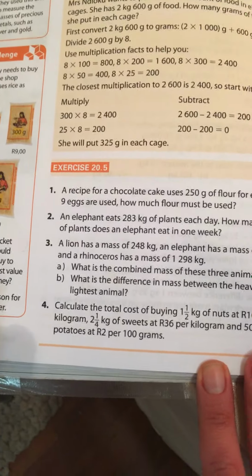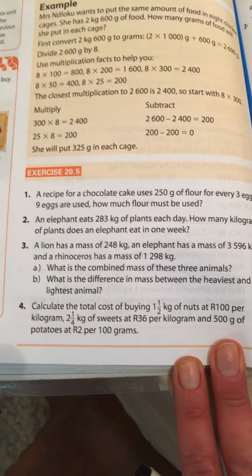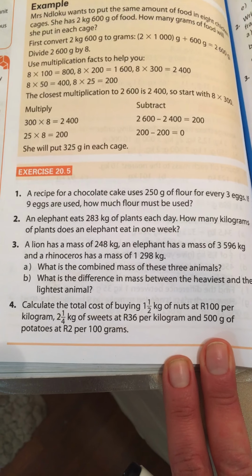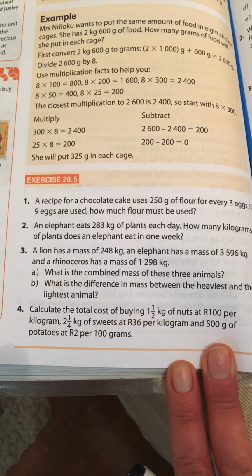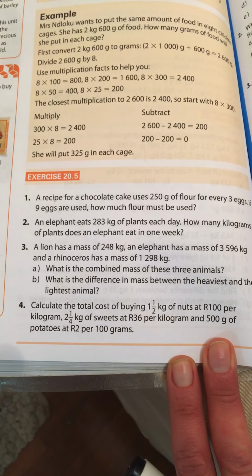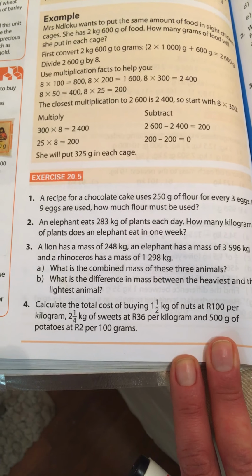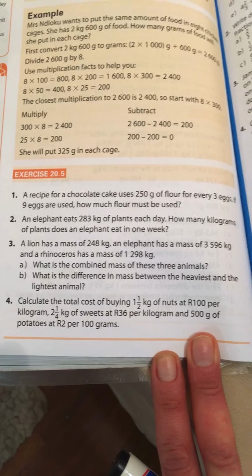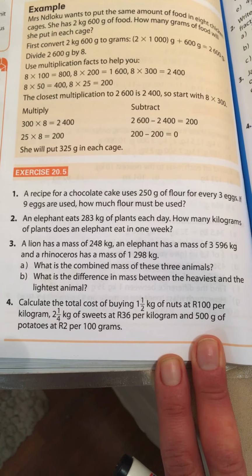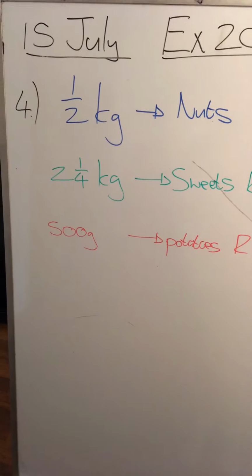Let's read the question. Calculate the total cost of buying 1.5 kilograms of nuts at 100 Rand per kilo, 2.25 kilograms of sweets at 36 Rand per kilogram, and 500 grams of potatoes at 2 Rand per 100 grams. Now, when you look at the sum, you have no idea what's going on. You need to break it up. So what I did was I wrote it out on the board as directly as I could.